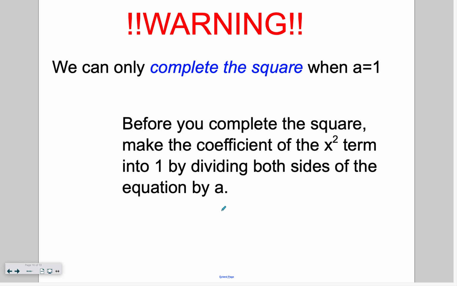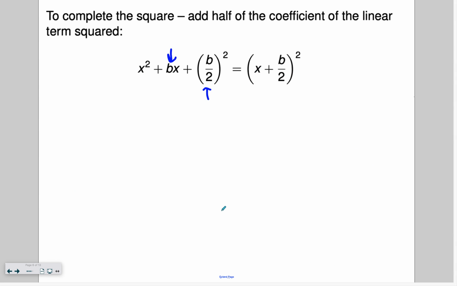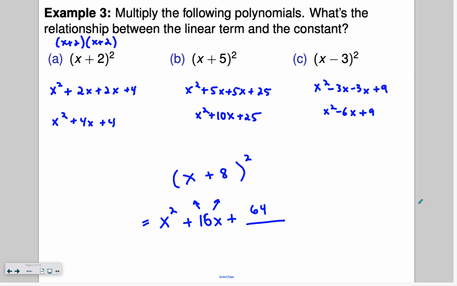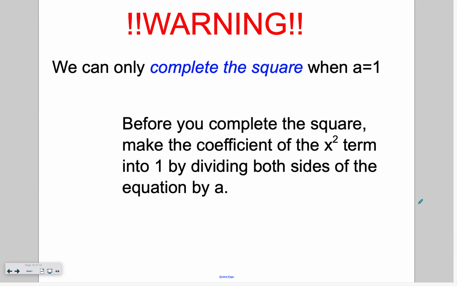Oh no. Oh no. What? Mr. Slagle, you lied. You lied to me. You said that you told me that completing the square works on any quadratic. It does. But be patient. Be patient. We must apply some math wisdom.